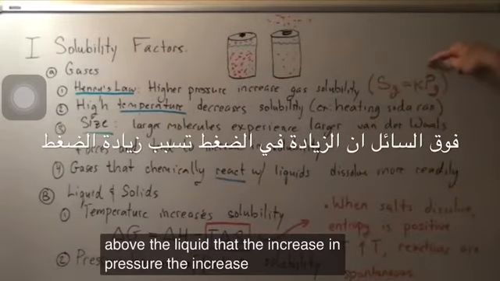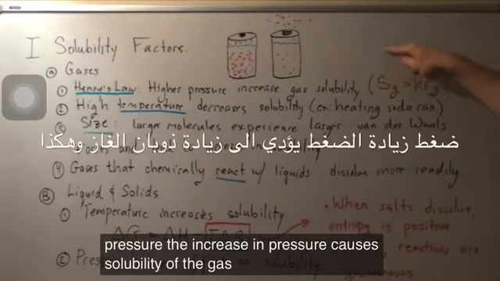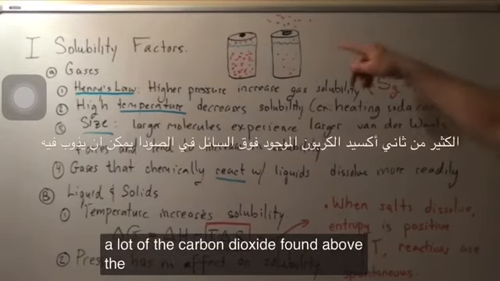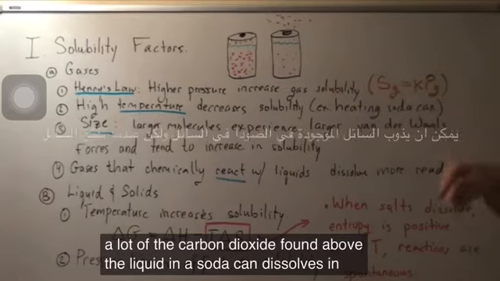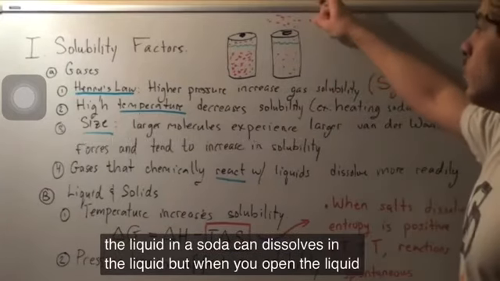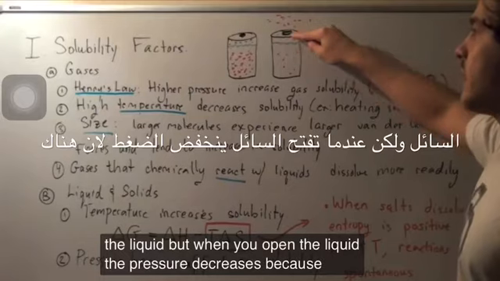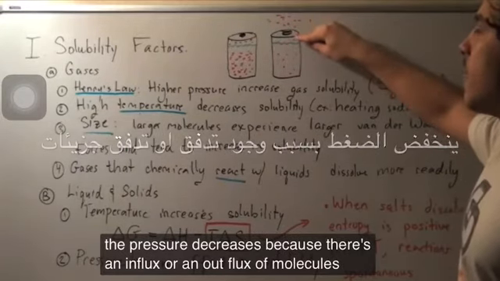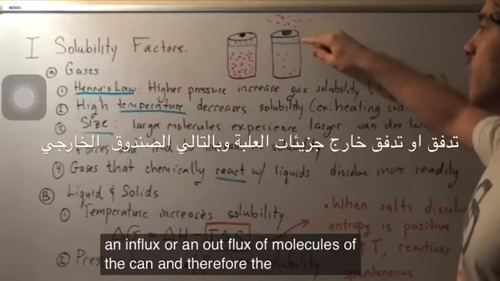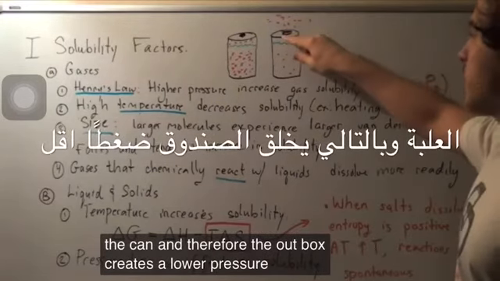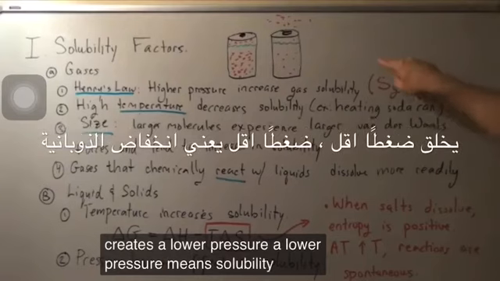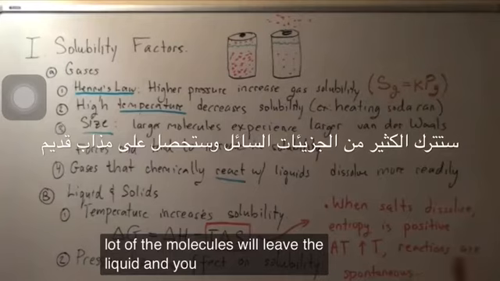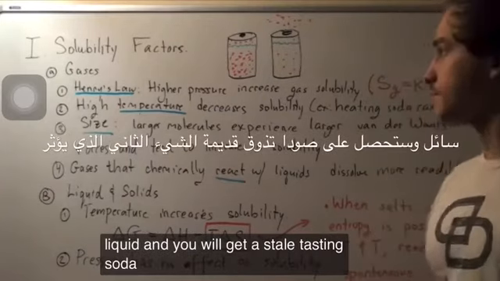Well, that's because they decrease the volume to such a small volume found above the liquid that the increase in pressure causes solubility of the gas to increase. And so a lot of the carbon dioxide found above the liquid in a soda can dissolves in the liquid. But when you open the can, the pressure decreases because there's an outflux of molecules out of the can, and therefore the outflux creates a lower pressure. A lower pressure means solubility decreases. A lot of the molecules will leave the liquid, and you will get a stale tasting soda.